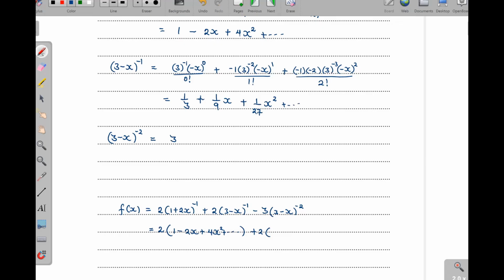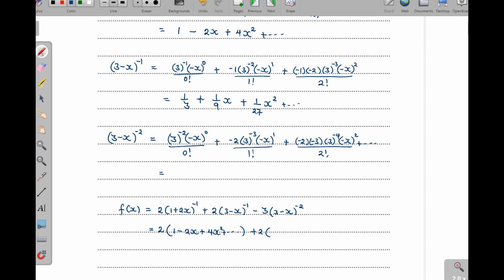This one is going to be, so you get your 3 to the power negative 2, then negative x to the power 0 out of 0 factorial, then plus, drop this power. So we shall have negative 2, then 3 to the power negative 3, then negative x to the power of 1 out of 1 factorial, then plus. Now drop this. You will get negative 2. Okay, let me write it like this. Negative 2 times the negative 3. Then you have a 3 here, power negative 4. Then negative x here to the power of 2. And then you divide by 2 factorial, and then the rest come forth.